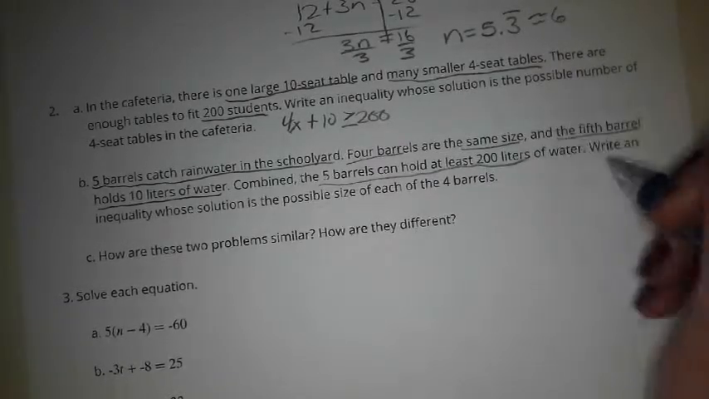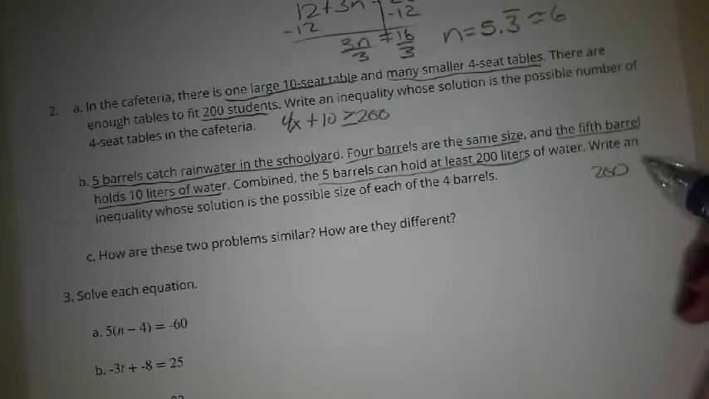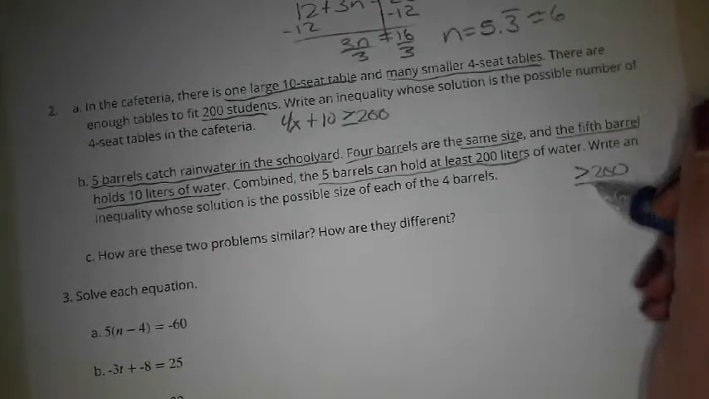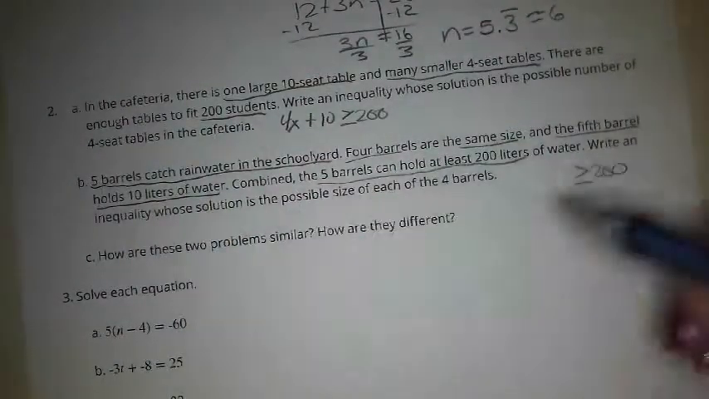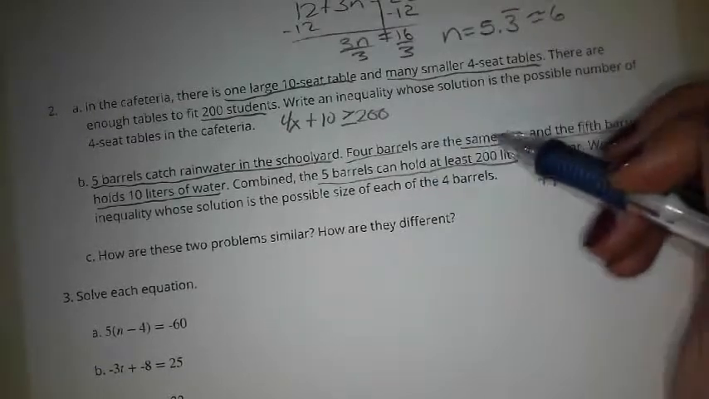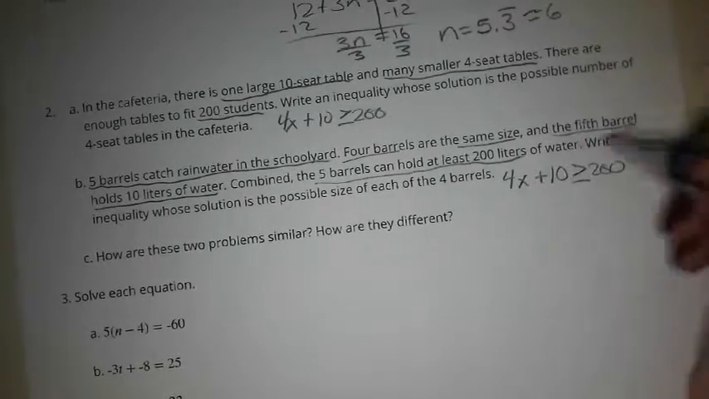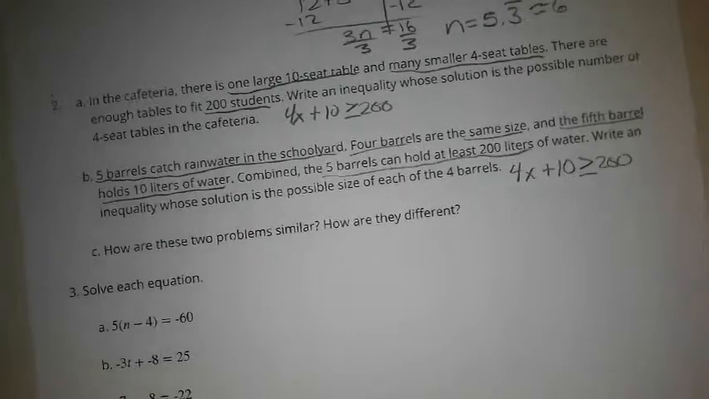So again, 200 is our total. Okay, at least 200, so this number can be greater than or equal to 200. And then I have a barrel that does hold 10. And then I have 4 barrels that can hold x amount, so 4x. So 4x plus 10 is greater than or equal to 200.